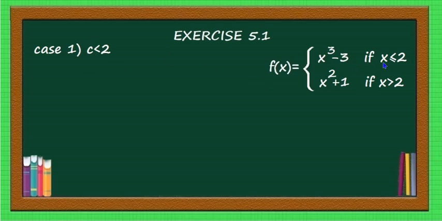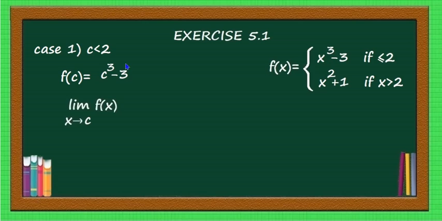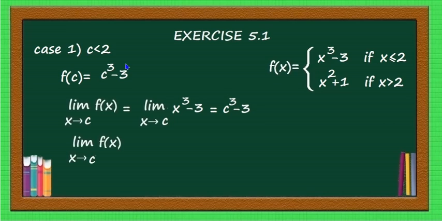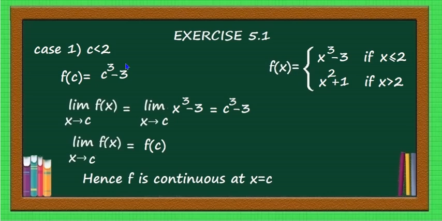See here, when x is less than or equal to 2, f of x is x cube minus 3. Therefore, when c is less than 2, f of c is equal to c cube minus 3. You find the limit as x tends to c of f of x, which is equal to the limit as x tends to c of x cube minus 3, which is equal to c cube minus 3. And here you can observe the limit as x tends to c of f of x is equal to f of c. Therefore, f of x is continuous at x equal to c, where c is less than 2.